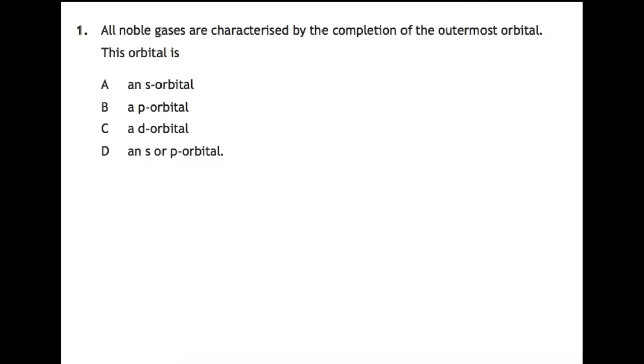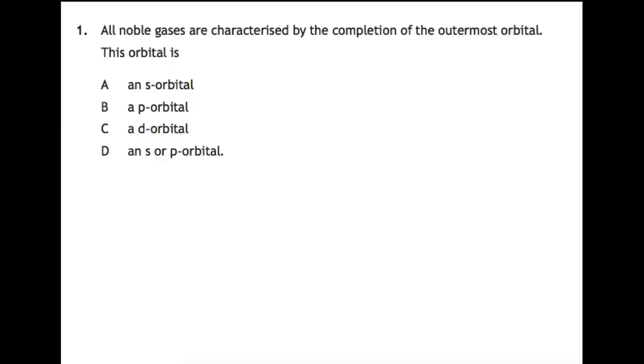Question 1. This question has been designed to catch you out. All noble gases are characterised by the completion of the outermost orbital. If you look for the noble gases, they're in group 8, they're in the P block of the periodic table. This would immediately make you think that B will be your answer, P orbital, as the block that the elements are in is the last orbital to be filled.